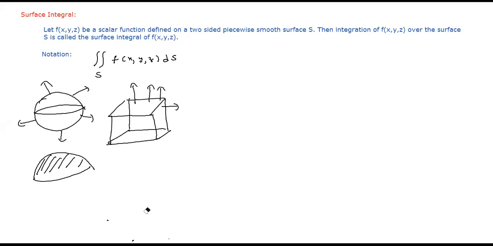Okay. So the upper hemisphere is an example of an open surface. My surface is two-sided, piecewise smooth, and can be an open or closed surface. Then if you want to integrate a function over the surface, that is said to be a surface integral over S.